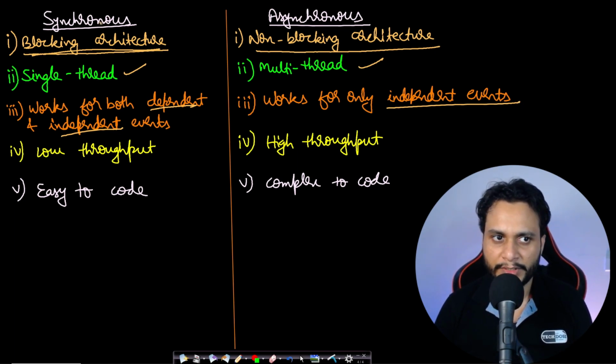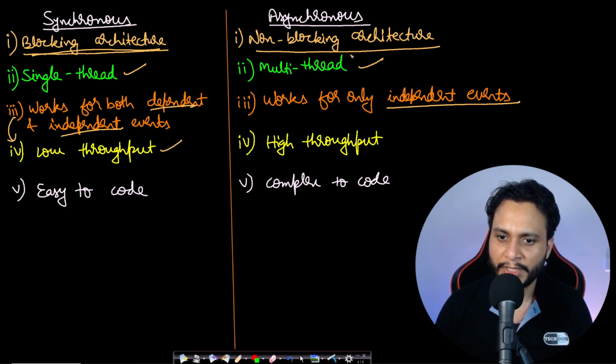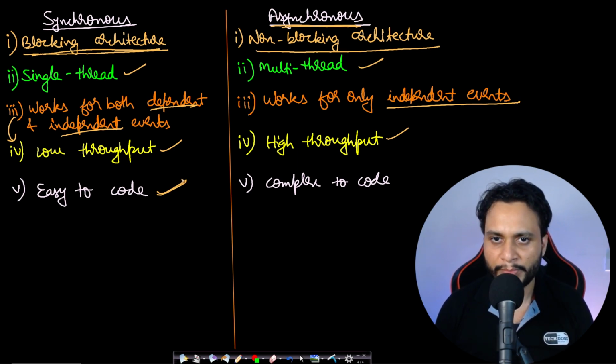Okay, now point 3 actually leads to point 4. Since there is waiting time involved in synchronous, you can expect low throughput. And since there is no waiting time involved, there is parallel processing happening. So for asynchronous, you can expect higher throughput. Synchronous is always easy to code. Okay, there is no complex coding involved, while asynchronous involves complex coding with a multi-threaded environment, and hence handling scenarios are important. You can get your code buggy at any point of time.